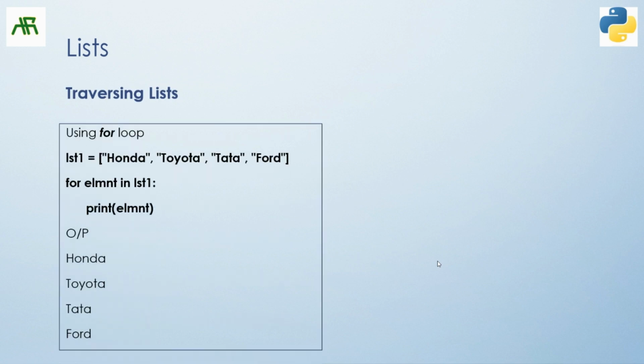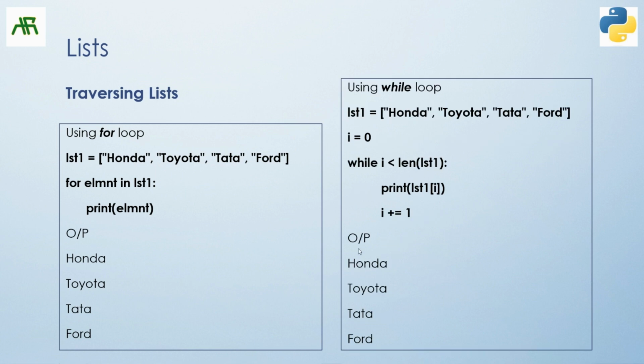Traversing lists. Just like in strings, how do we traverse through a particular list? The same loops, for loops and while loops. Example for a for loop: I have a list, 4 elements. For each element in list 1, print the element. So I'm going to get Honda, Toyota, Tata, and Ford, each of these elements printed. Similarly in the while loop, as long as there is an element present in the list, print me the element value.